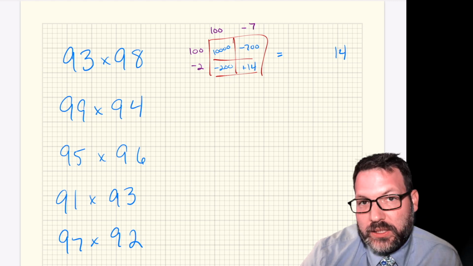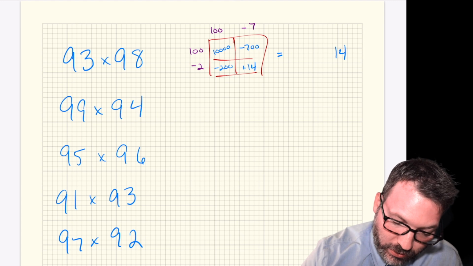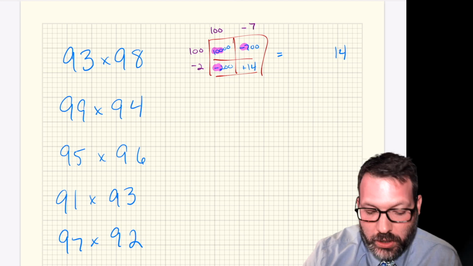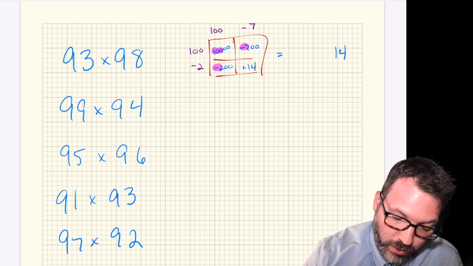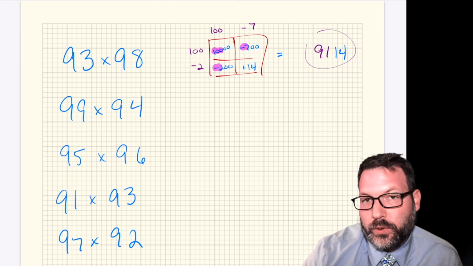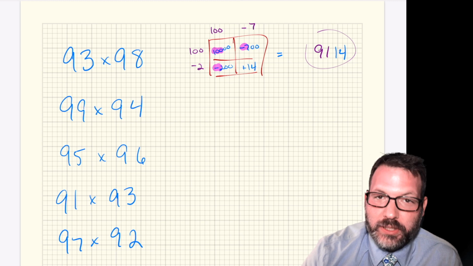10,000 take away 700, or if you prefer thinking of it the way we did a second ago, 3 digits only. 100 take away 7 take away 2. 100 minus 7 is 93. Minus 2 is 91. And that's what we end up with here. 9,114. You can trust me on that, or you can go use your calculator. I promise it's going to work.